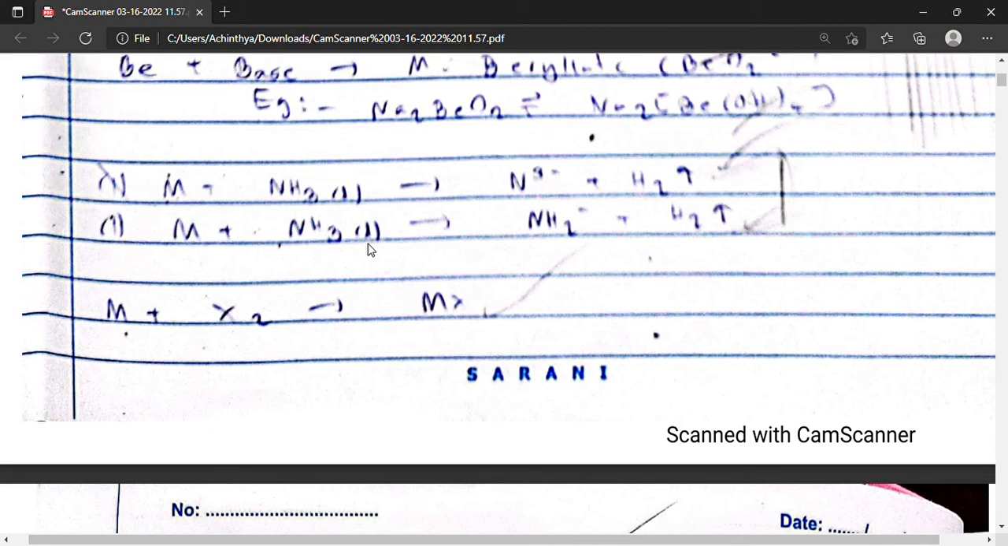If we were to take a group 1 metal except lithium and react it with liquid ammonia, we will get the metal amide NH2- and evolve hydrogen gas. While if we were to take lithium or any group 2 S block element and react it with liquid ammonia, we will get the metal nitride N3- and we will obtain hydrogen gas as well.